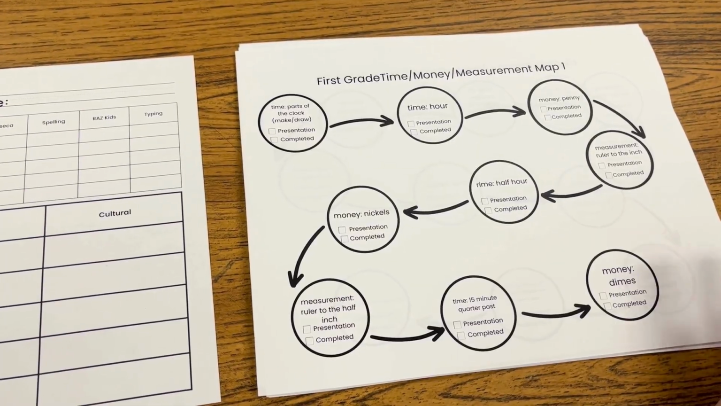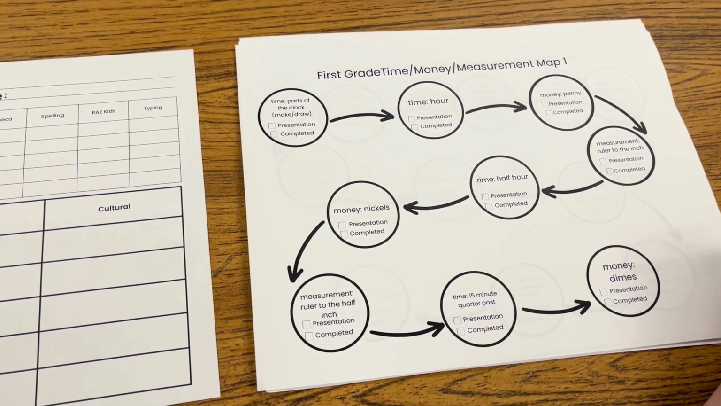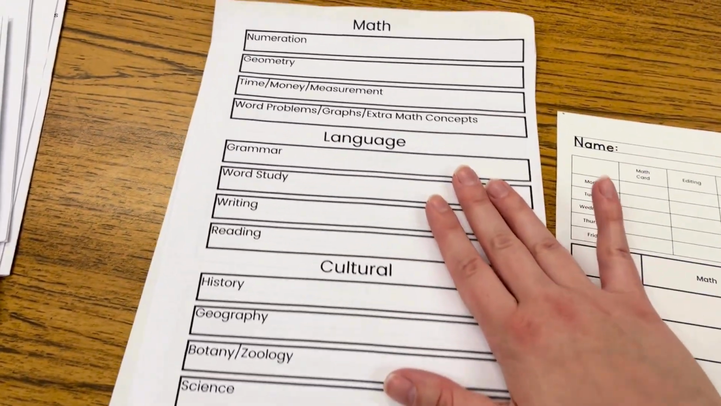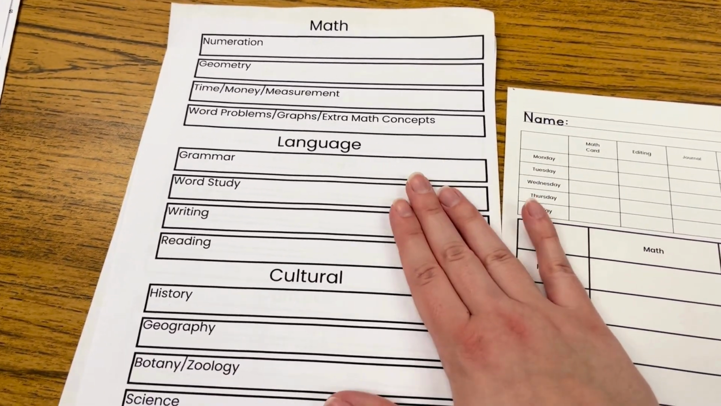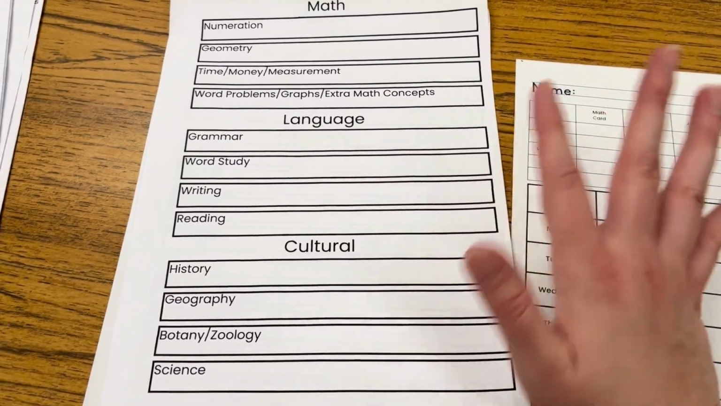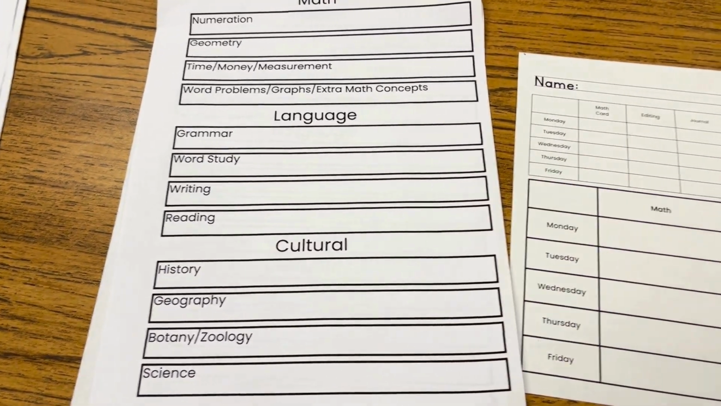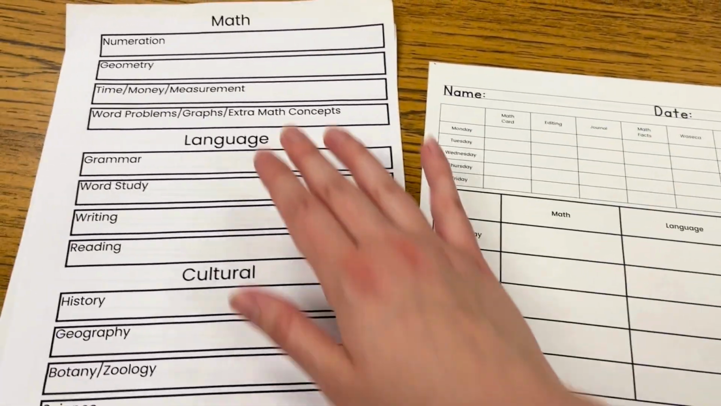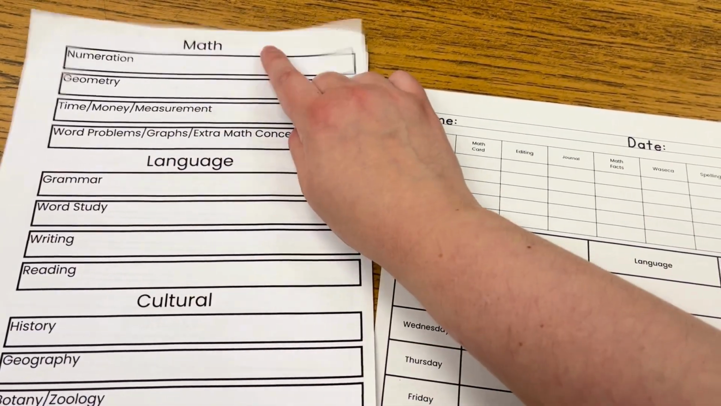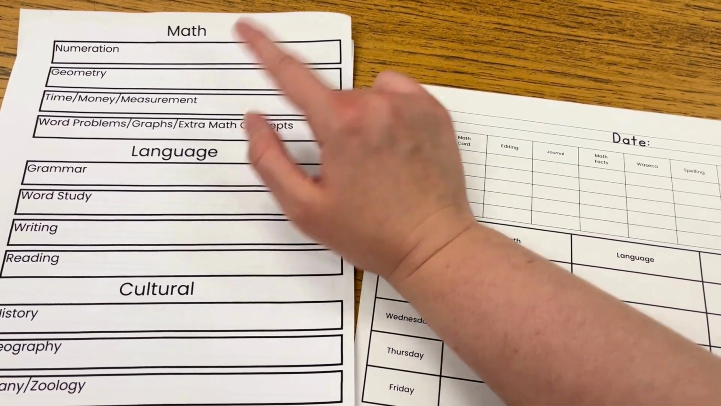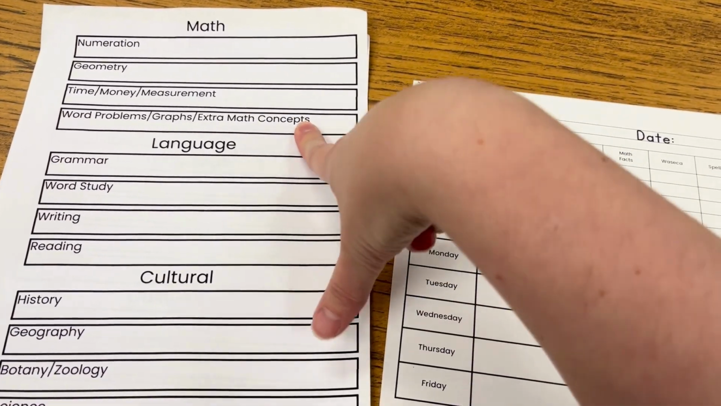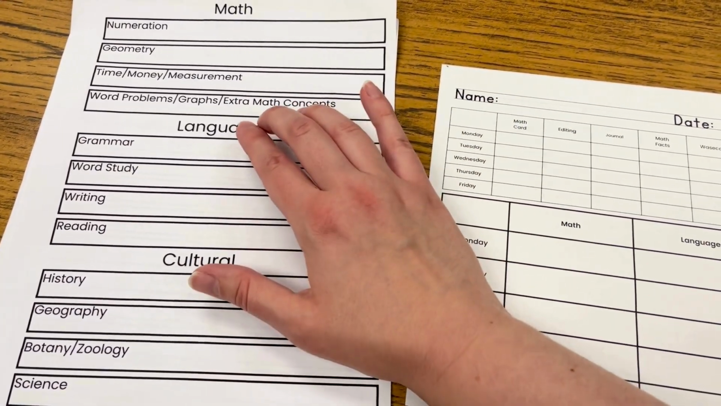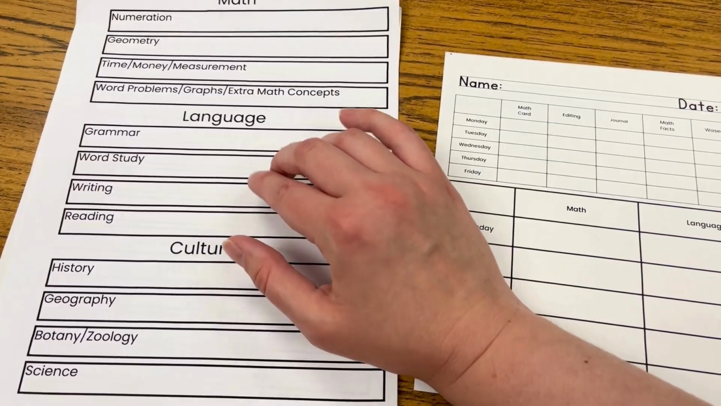I've done it this way before as well, in previous years, and I want to do it this way because I want to have the students also keep track this way. Now you might think that's too much, but it's not, because just watch. With my work plan, I like to make sure that each week the students are seeing numeration, geometry, time, money, measurement in rotation, word problems, graphs, and extra concepts in rotation. And then for language, I like to see the students do grammar, word study, writing.